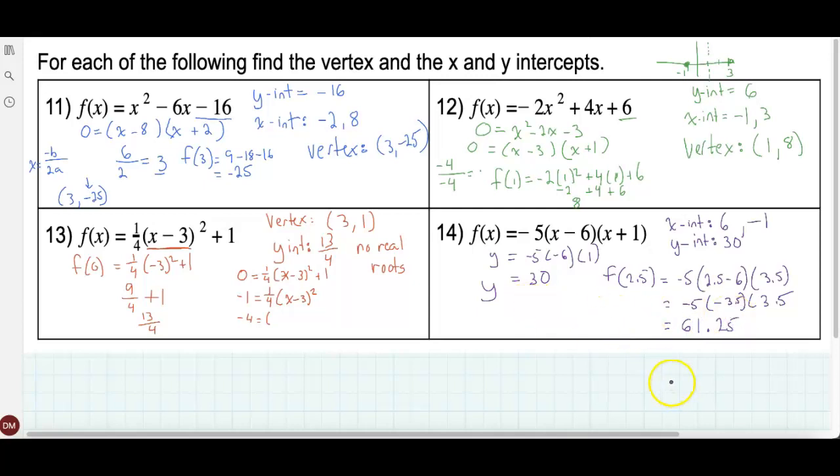Okay, so I don't have a lot of space here, but I'll say the vertex for this one is 2.5. It's positive, right? 2.5 and 61.25. All right. Yeah, you could use negative b over 2a, but it's not really necessary once we have the roots. It's trying to be efficient as much as you can be.